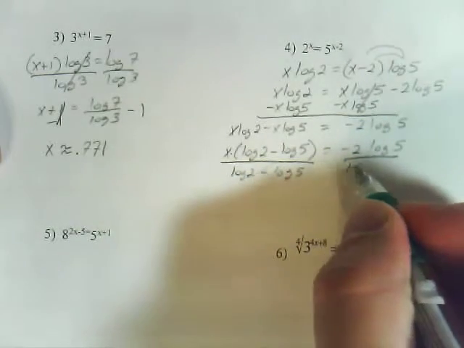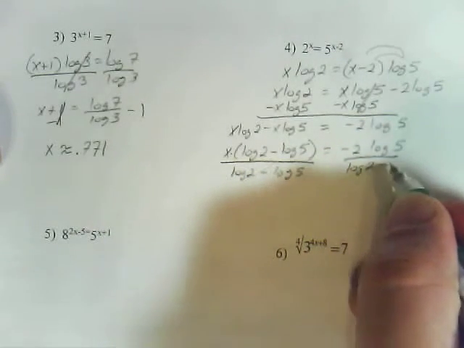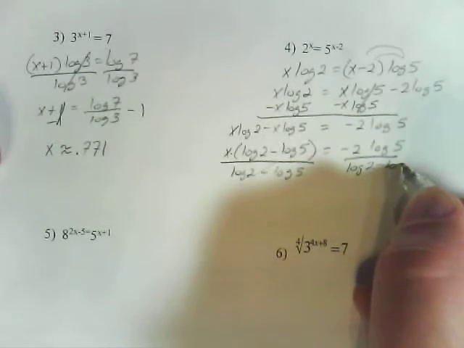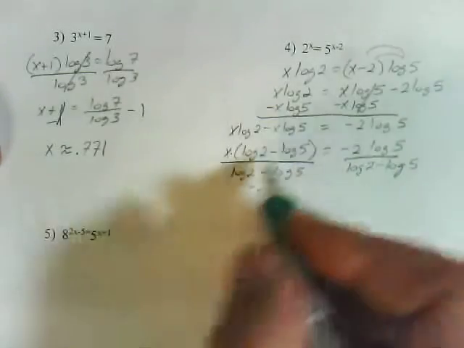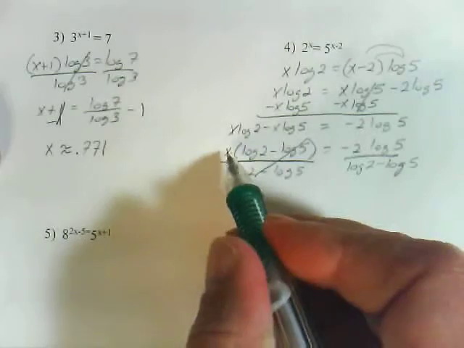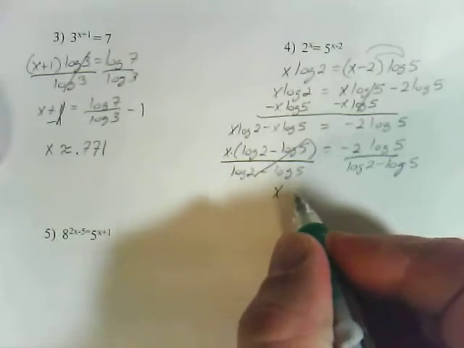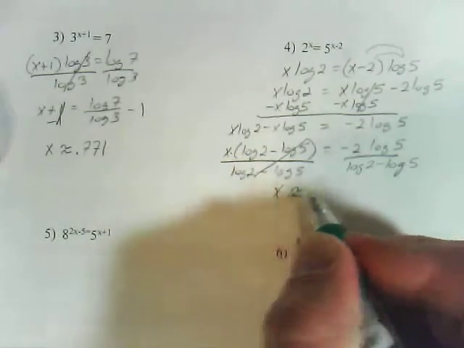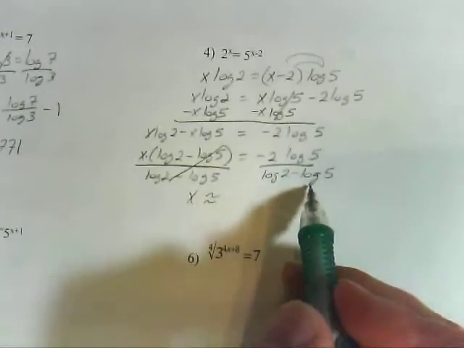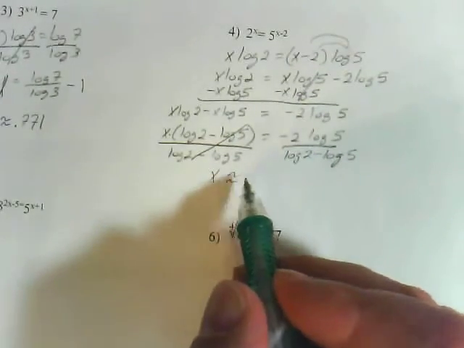On this side, these will cancel each other out. I have isolated my x. So this would be my exact answer. Now I'm going to go for my approximation.